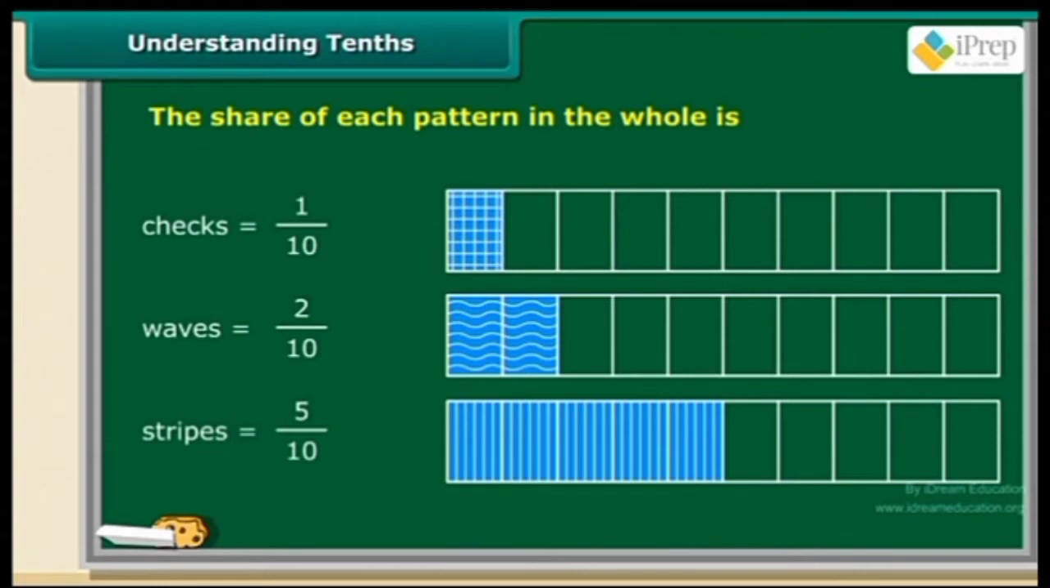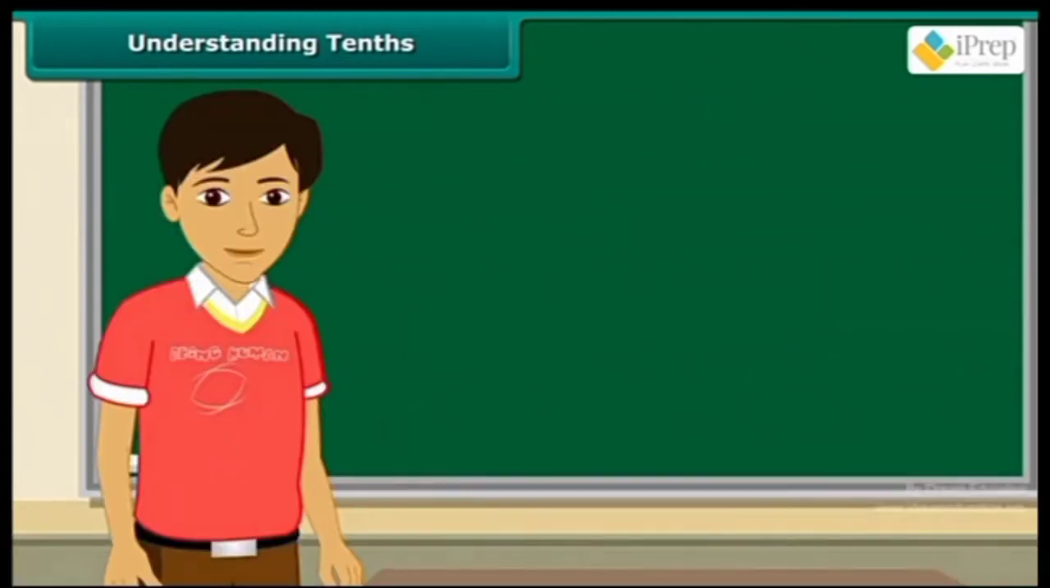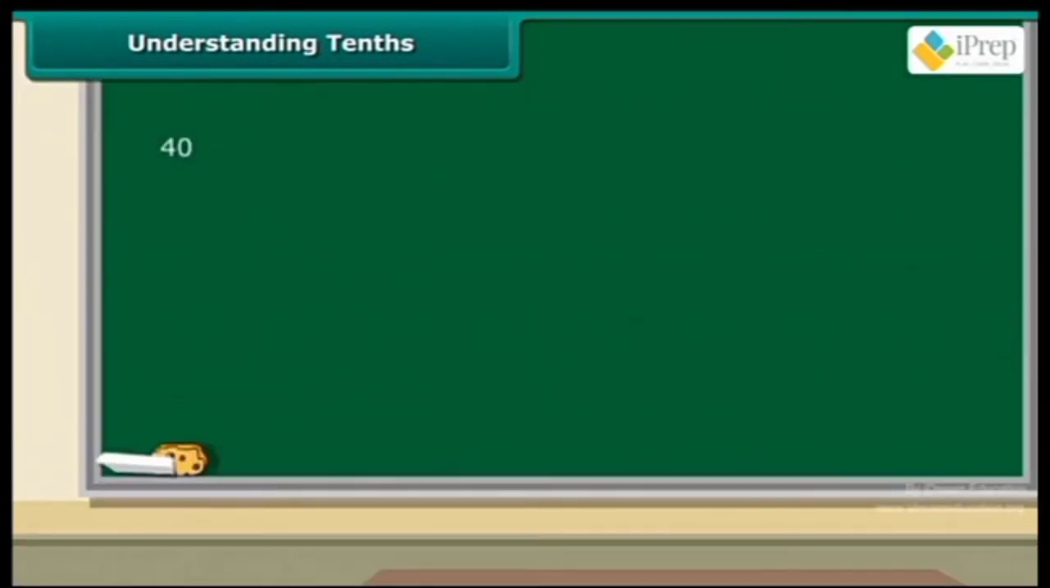Thus, while one part is 1/10, two parts show 2/10, and 5 parts represent 5/10. 1/10 can be written as 0.1 in decimal notation, 2/10 as 0.2, and 5/10 as 0.5. Let us now learn to read and write decimals.